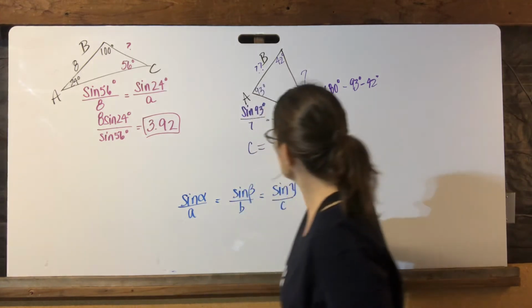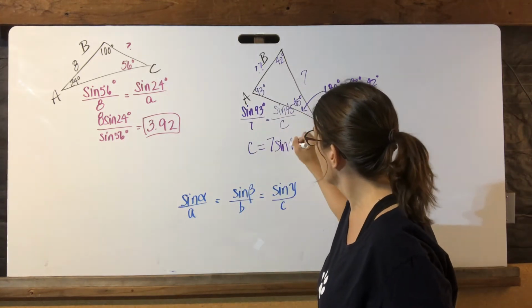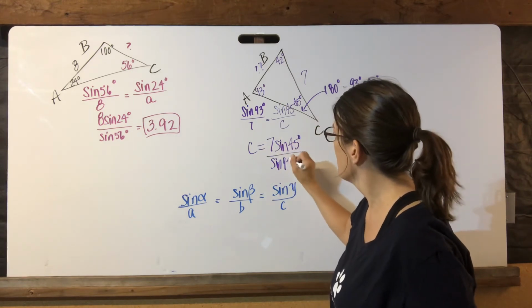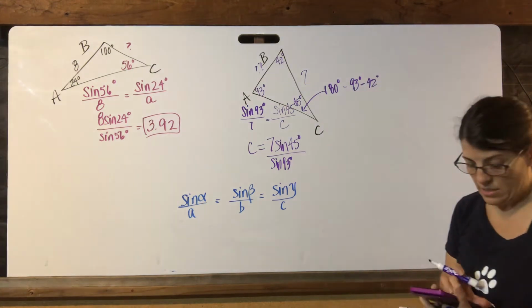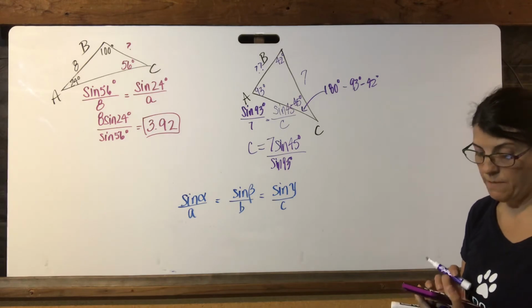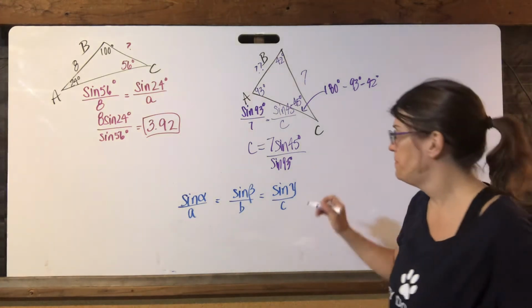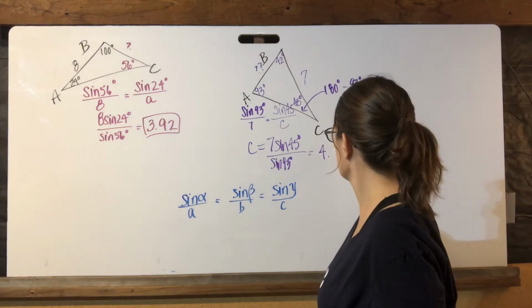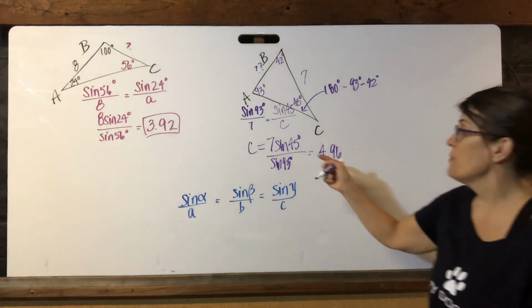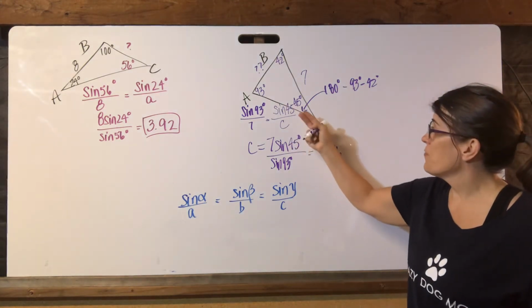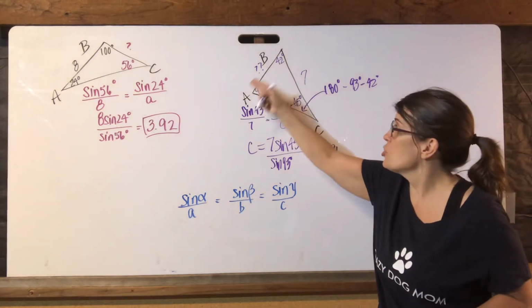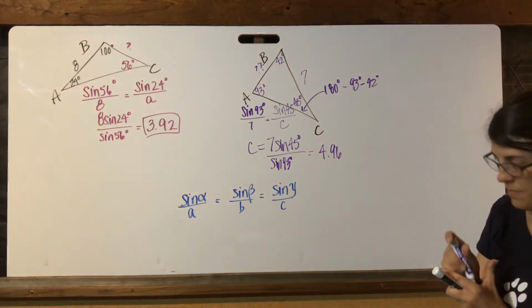So C is equal to 7 times the sine of 45 degrees divided by the sine of 93 degrees. 7 sine 45 divided by sine 93 is 4.96. And it definitely should be, right? Angle C is 45 degrees, which is smaller than 93 degrees, so it should be shorter than 7, which it is.